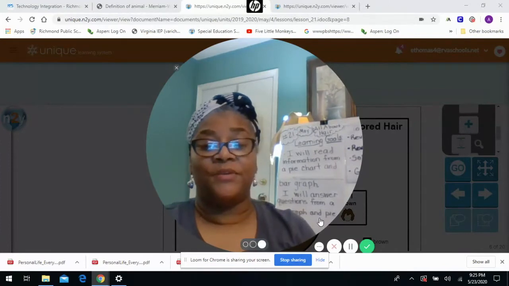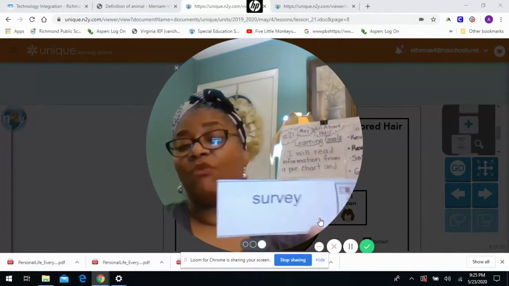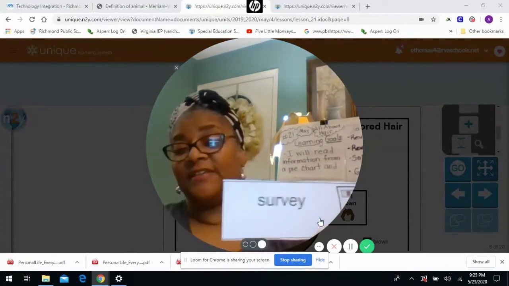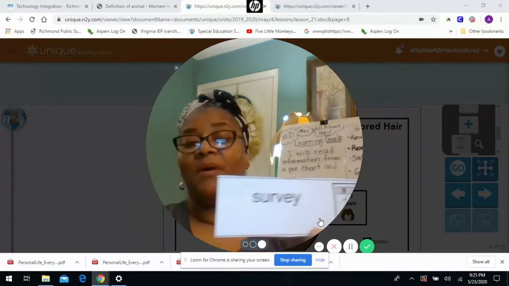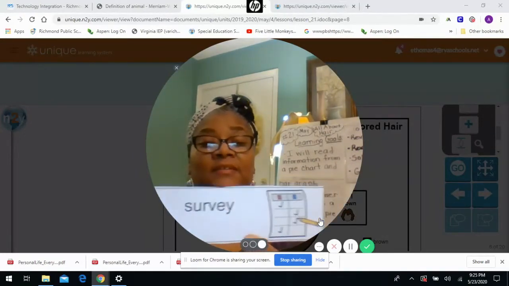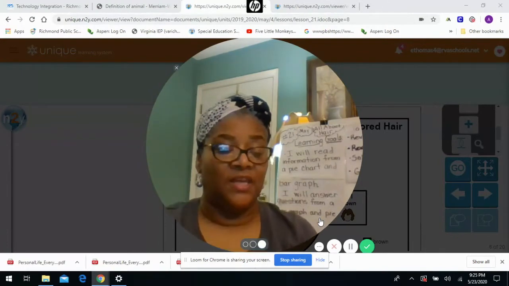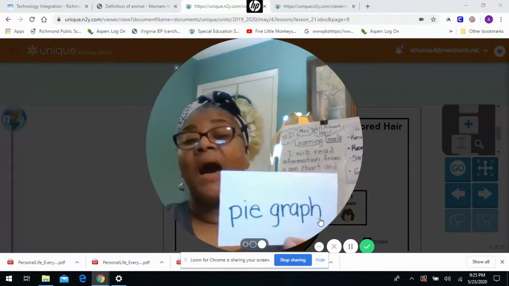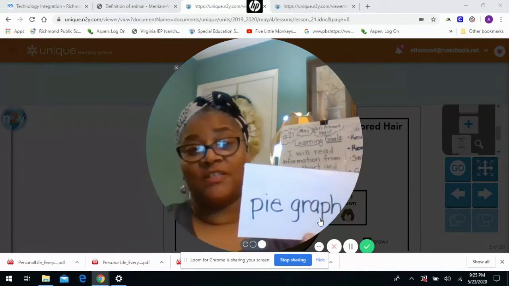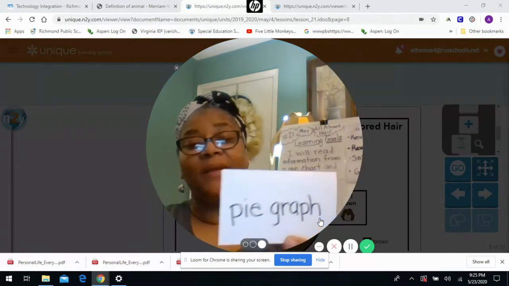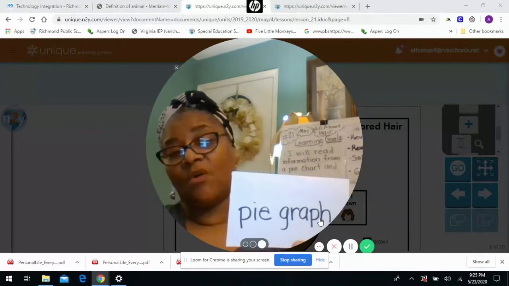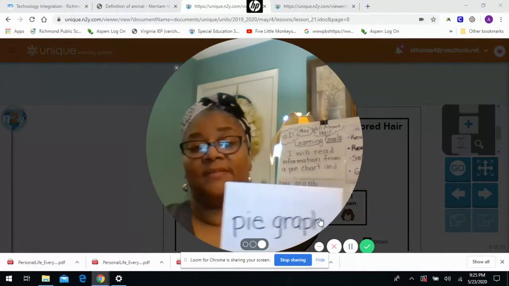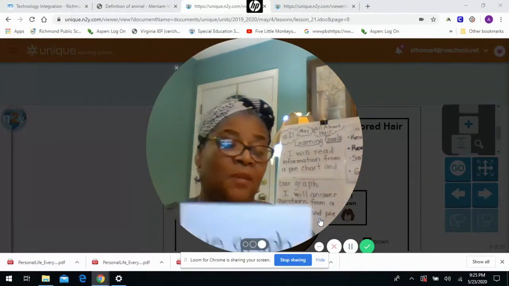When we're gathering data, sometimes we take it in the form of a survey, using tally marks. Pie graph, a circular chart that is divided into pie pieces to represent a quality or quantity. Pie graph.